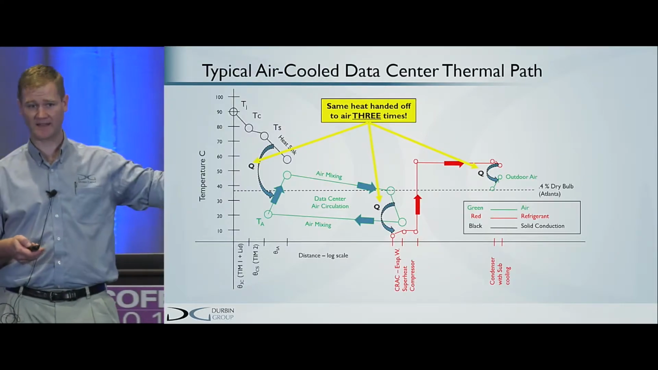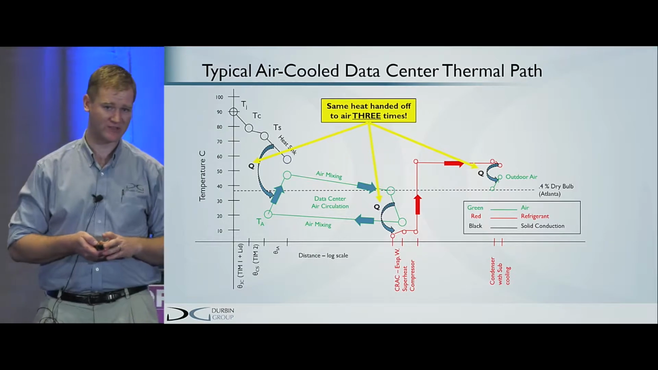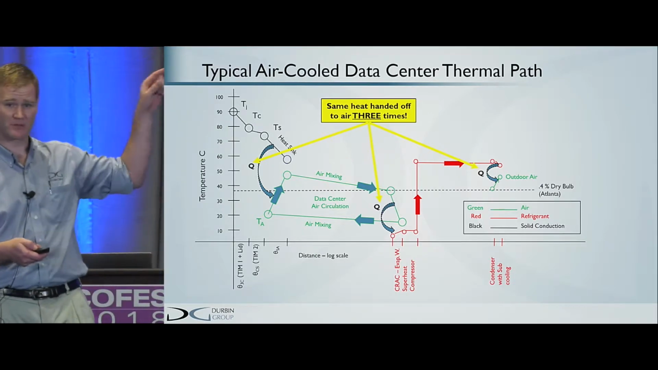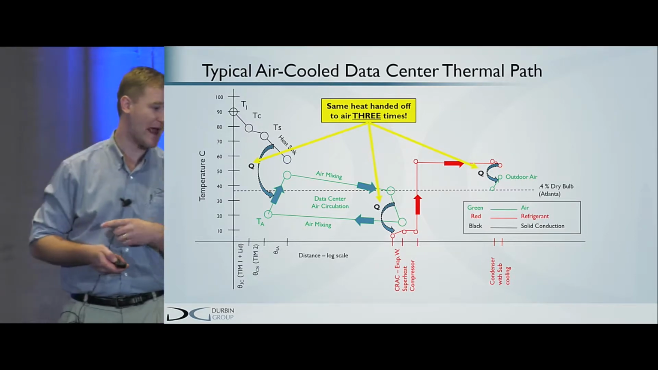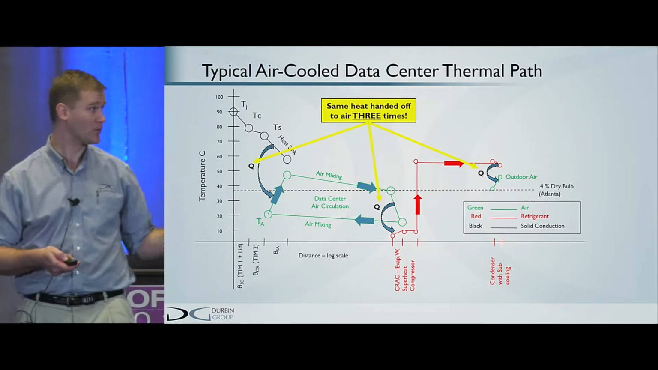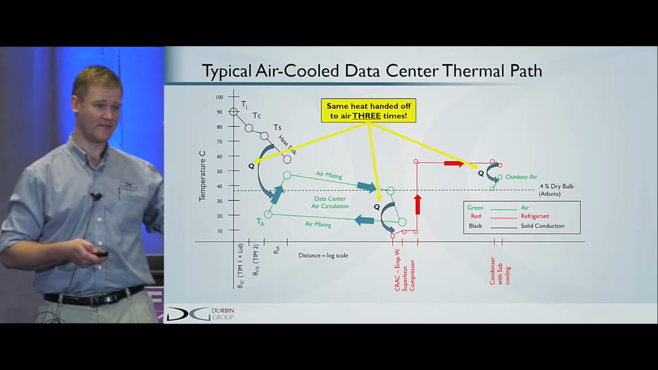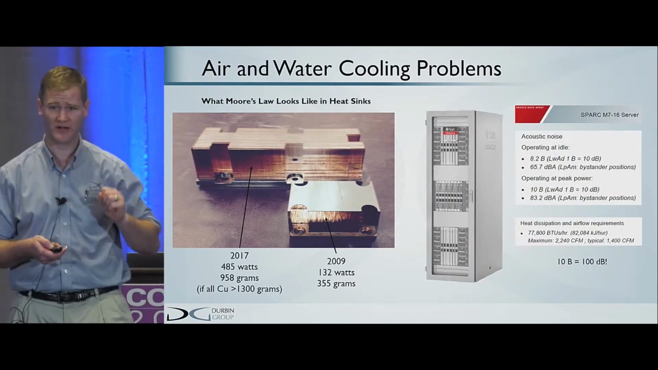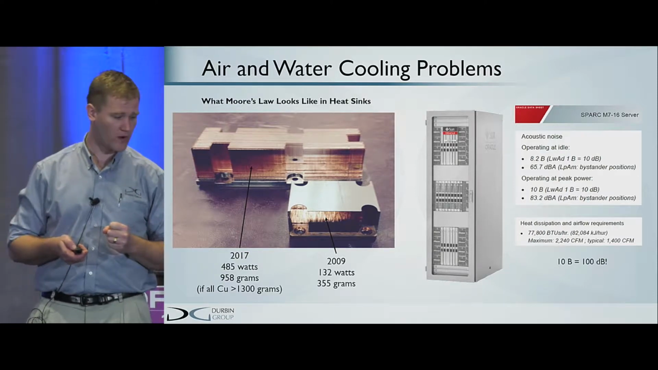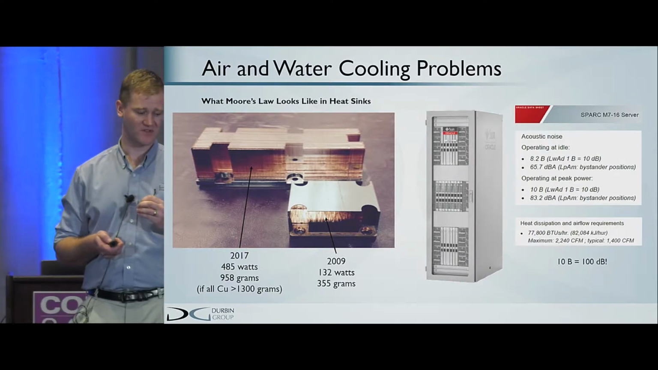This is what heat transfer looks like in an air-cooled data center. It goes from the chip to an air sink, from the air sink to a refrigeration unit, from the refrigeration unit outside. That is a terrible waste of energy and efficiency. Those cold plates, those heat exchangers right there, are what Moore's Law looks like in terms of heat sinks.